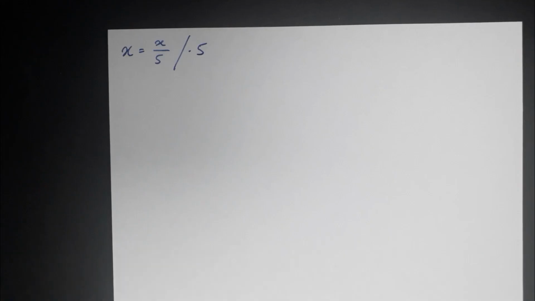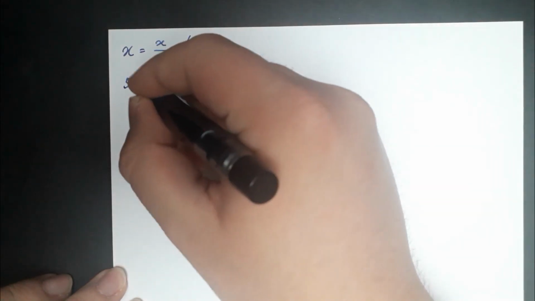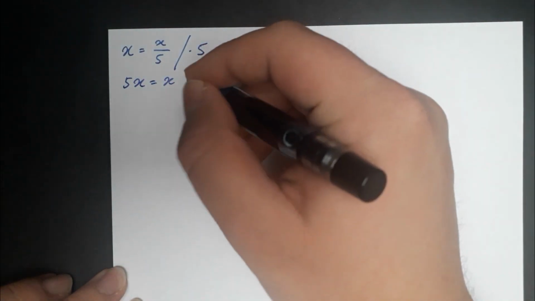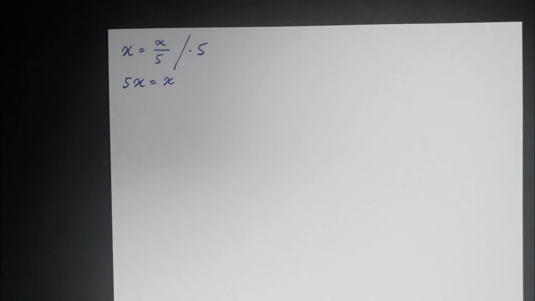We have x divided by 5, so we can get rid of it if we multiply the entire equation by 5. Then we get that 5x is going to be equal to x. So we don't have a fraction anymore.